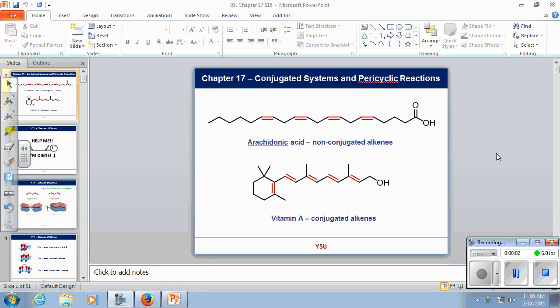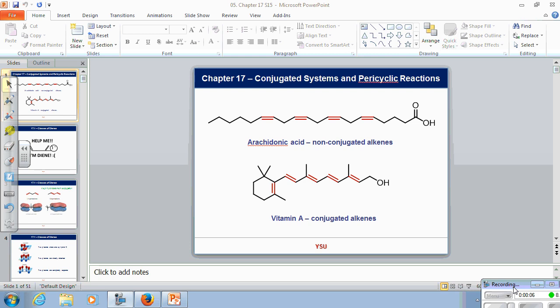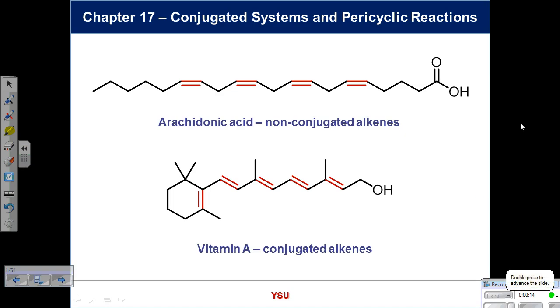Right, 11 o'clock. I'm in chapter 17, and I'm going to spend today, a bit of Friday on that, and then get into the benzene stuff, which is much more interesting. But we're talking about dienes. Dienes are popular, dienes are common.